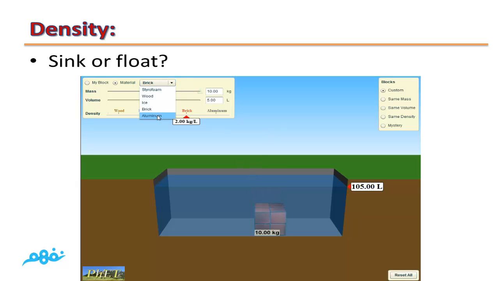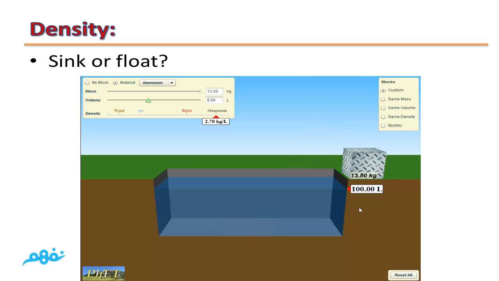Let's have a piece of aluminum. Its mass is 13.5. V1 is 100. After putting it, its volume increased to 105, so the volume of this piece is 5. By dividing 13.5 over 5, we will find that the density of aluminum is 2.7, which is still more than the density of water, so it will sink, as you can see.